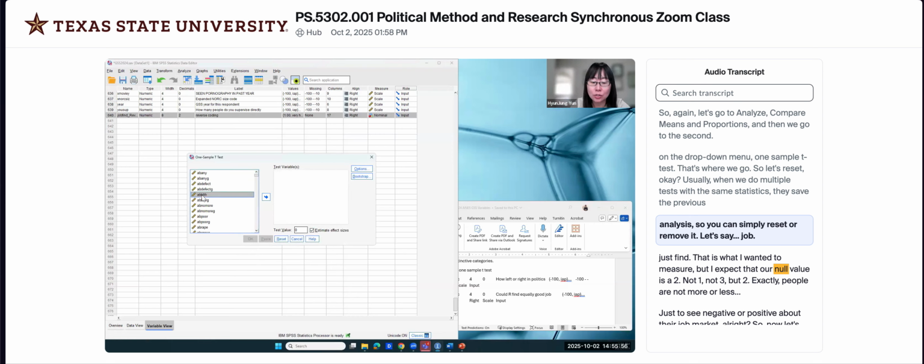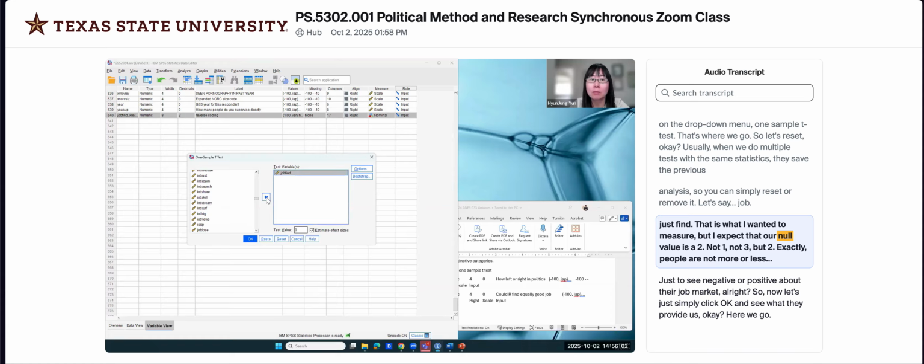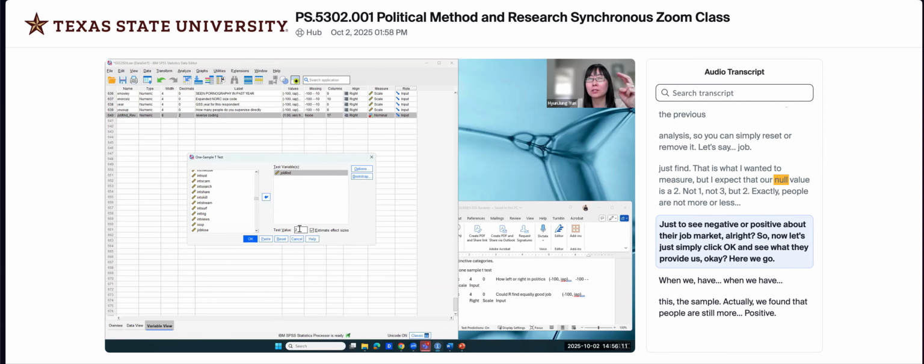Let's say job find. That is what I wanted to measure, but I expect that our null value is 2. Not 1, not 3, but 2. Exactly, people are not more or less just see negative or positive about their job market. All right. So now let's just simply click OK and see what they provide us.